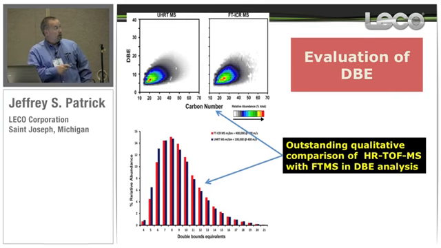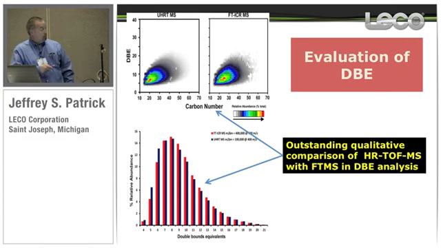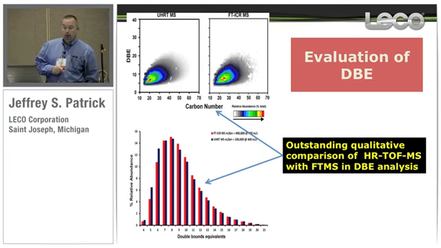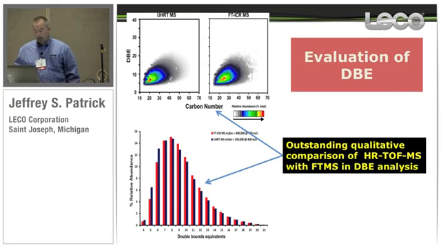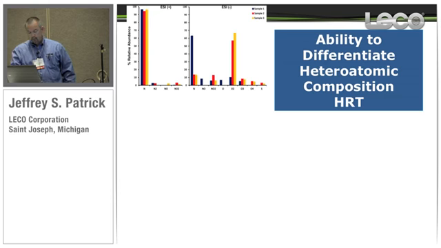Visualization, this is, I think, a very pleasing and easy to interpret plot. Okay, you can see where there's intensity and you can see where there's not, but comparison of the FTMS and the HRT, resolving power of 100,000 on the HRT versus 400,000 on the FT, very comparable distributions with outstanding qualitative results between the two here.